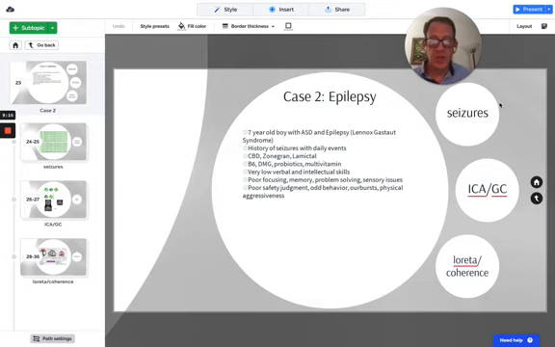Okay, let's get through one more case here. Here's a case of epilepsy, a 7-year-old boy with autism spectrum disorder and a very severe form of epilepsy called Lennox-Gastaut syndrome, which is, by most accounts, if not untreatable, very difficult to treat through standard means. He has a history of seizures with daily events happening, takes CBD and multiple anti-epileptic medications, is on multiple vitamin interventions, very low verbal and intellectual skills, very poor focusing, memory, problem solving, sensory issues, poor safety judgment, odd behavior, outbursts, physical aggressiveness. So there's clearly some frontal lobe and limbic system involvement in all of that, and pretty pervasive concerns for this young boy.